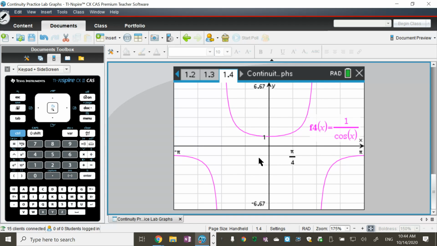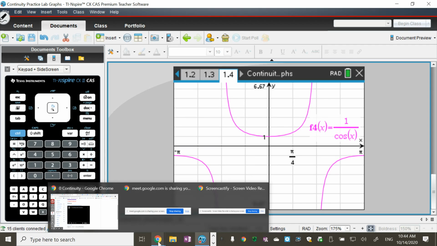So again, I checked with my graph. I made it look nice so that I could see what's going on, to make sure I can talk about continuous and discontinuous.